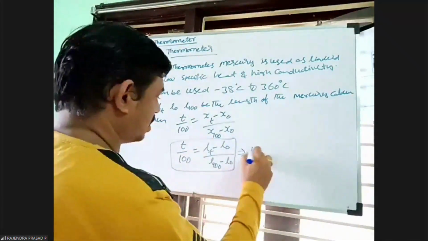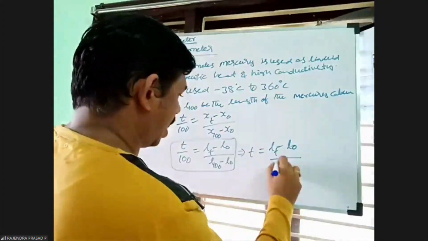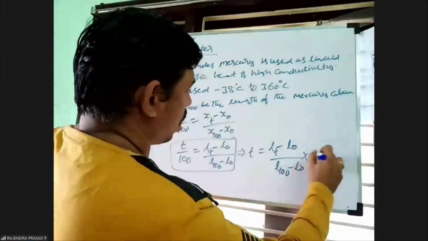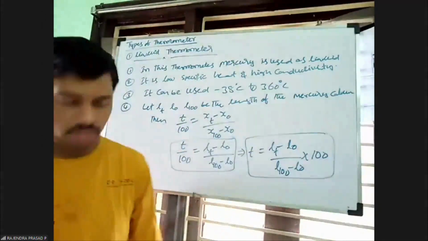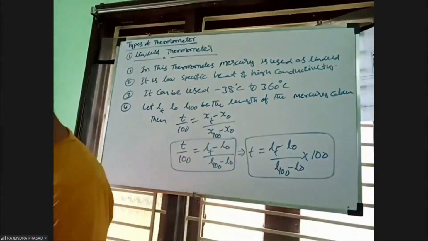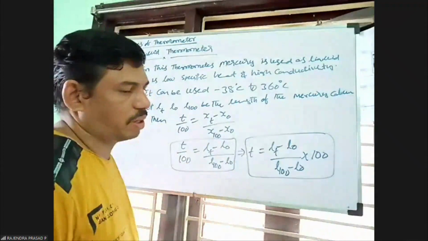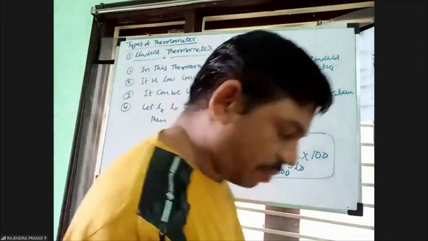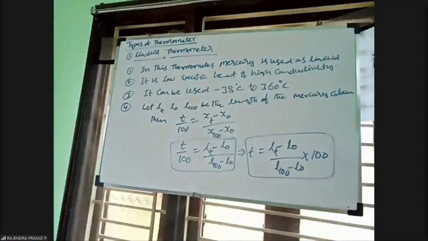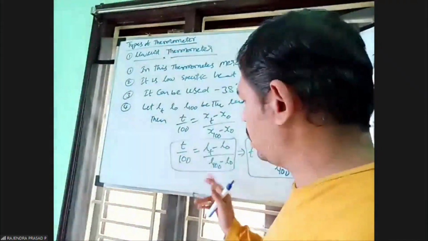So that implies T is equal to LT minus L0 by L100 minus L0 into 100. This is one type of thermometer completed. This is a liquid thermometer. The formula is important. LT, L0, L100 are given.